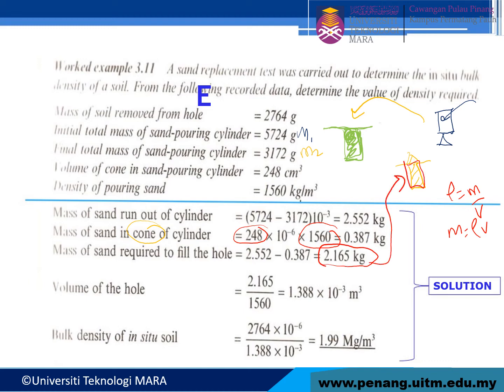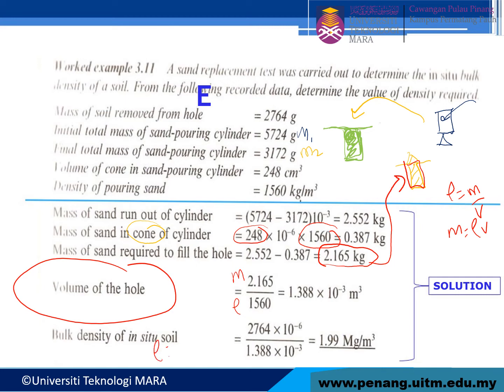So the volume of the hole: rho is equal to M over V, so V is equal to M over rho. This is the M and this is rho of sand. So you will get the volume of 1.388 times 10 to the power of minus 3 meter cube.